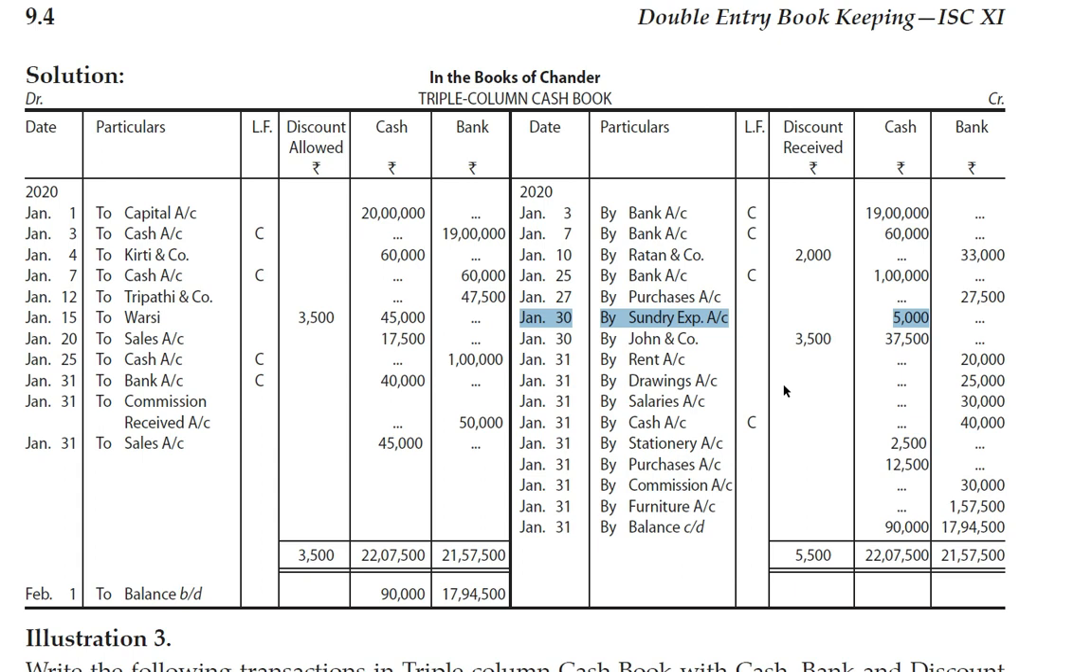Just think that whether money is coming in or money is going out. Generally for the expenditure part, purchase and other expenditure part, money going out. That's why all the expenditures we are writing on the credit side. And generally we are receiving money by way of sales or commissions and other things. So whenever we are getting some money, we have to write in the debit side.